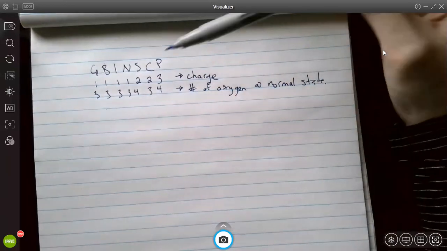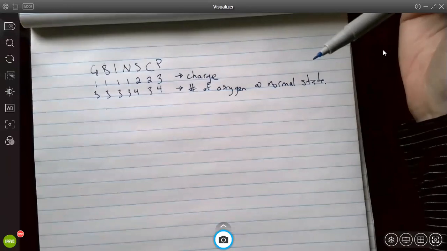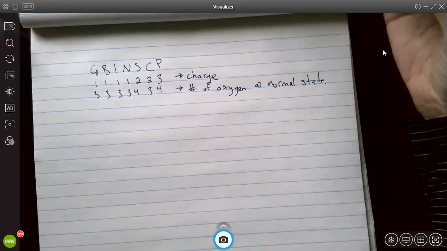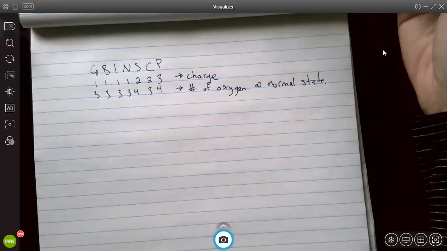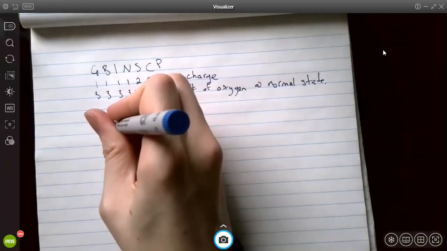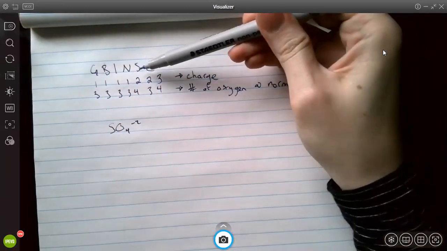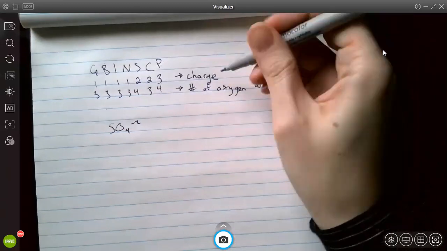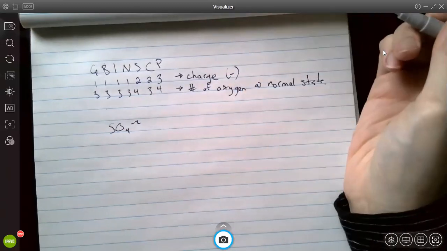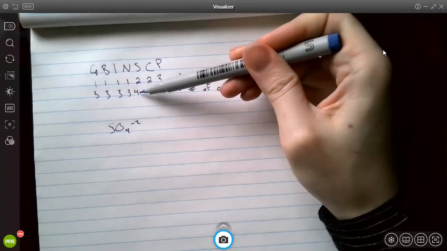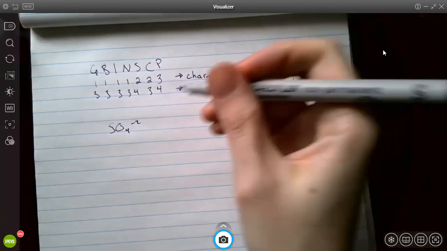So I know if I memorize C-bins CP and the numbers, if I'm asked what a sulfate ion looks like, I know that it's SO4 minus 2, because my sulfate has a charge of 2. These are always negative, by the way, and it has 4 oxygen.